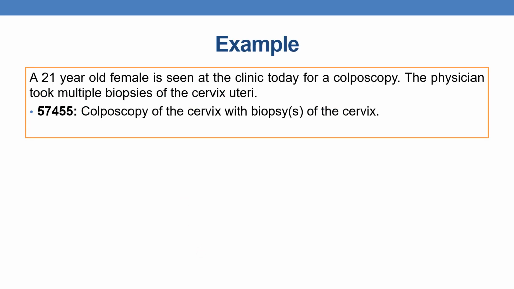Now let us see an example. A 21-year-old female is seen at the clinic today for colposcopy. The physician took multiple biopsies of cervix uteri. Here colposcopy and biopsy of cervix is done. So the CPT is 57455, colposcopy of cervix with biopsy of cervix.